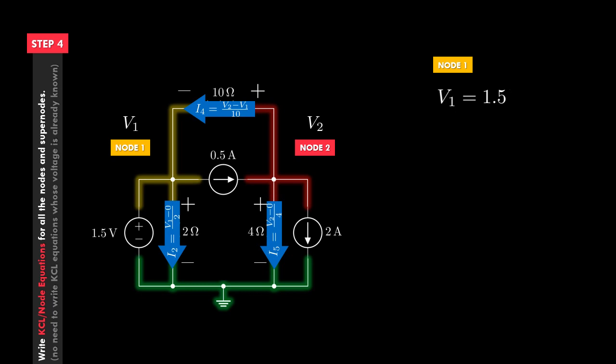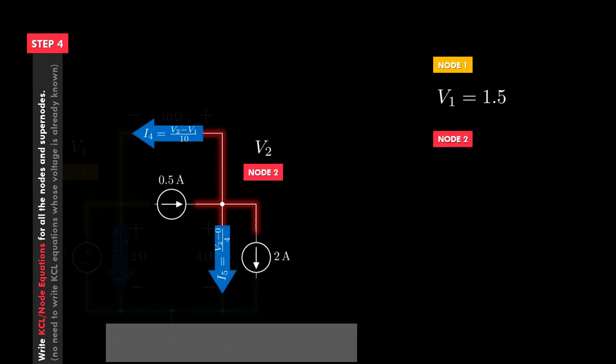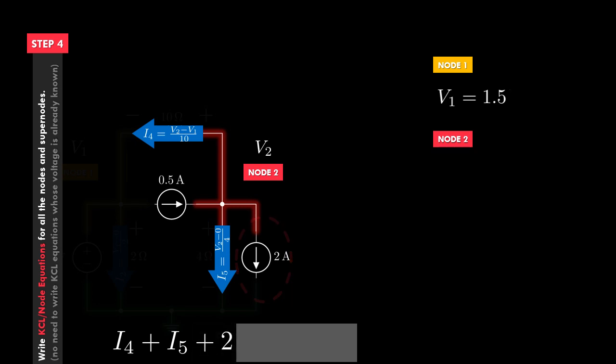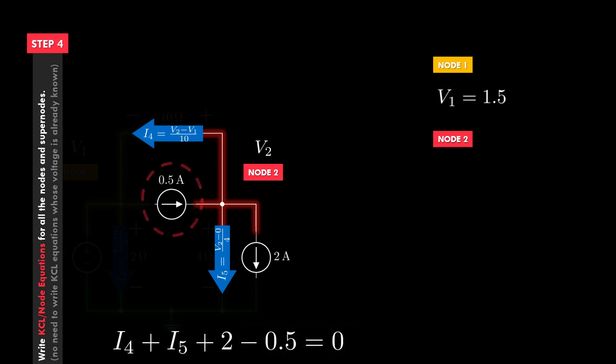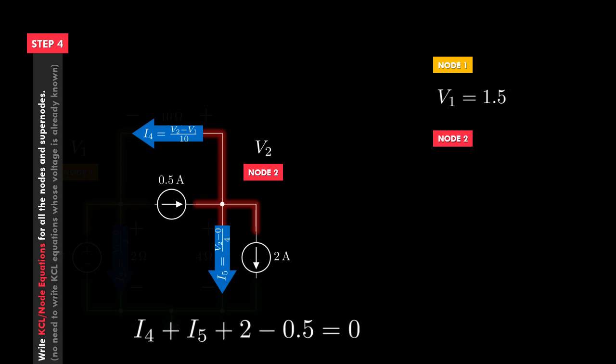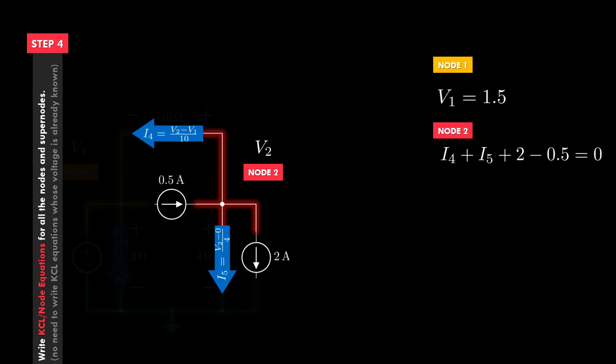But we still have to write KCL equations for the remaining nodes. So let's do that for node 2. We have I4 and I5 going out of the node, so we add them. The 2 ampere current is also going out, so we add that as well. And lastly, we have 0.5 amperes of current entering the node, so we subtract that to get the full KCL equation. Now, we still need to express everything in this equation in terms of only V1 and V2, because our target is to find V1 and V2 and figure out everything else from that.